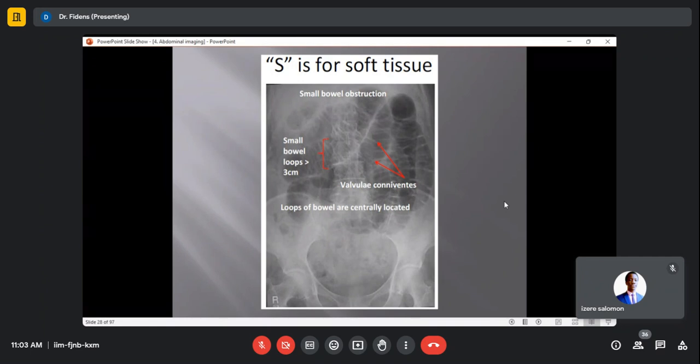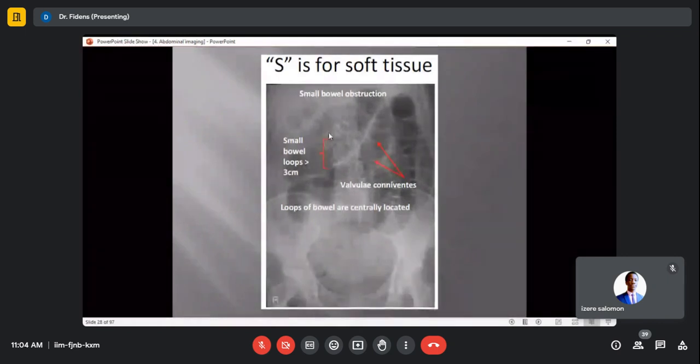Yes, yes. So under S, you remember I told you ABCS, under S, soft tissue, intestines, bowel loops are within them. So here they want just to differentiate the small bowel from the large bowel. You remember, we differentiate them in terms of size, location, and using valvulae conniventes or haustra.